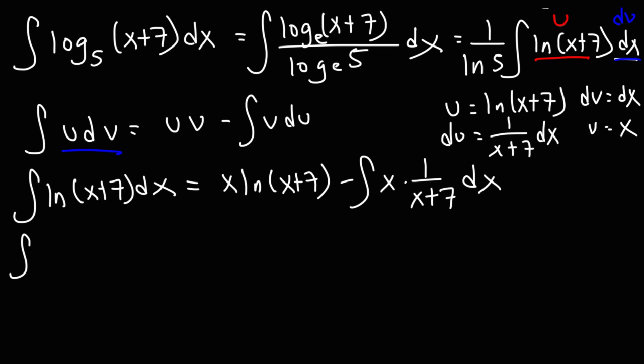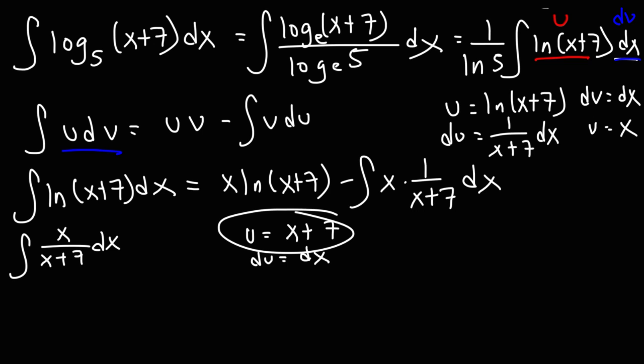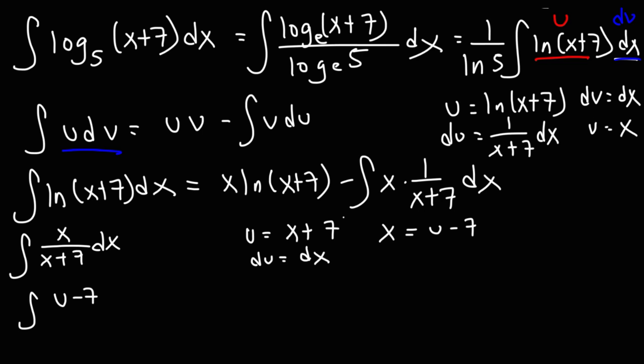So the integral of x over x plus 7 dx. We need to use not integration by parts, but u substitution for this one. So we're going to make u equal to x plus 7. Du, the derivative of x plus 7 is 1 times dx, so du is just dx. Now we need to solve for x in this equation. Subtracting both sides by 7, we get that x is equal to u minus 7. So we're going to replace x with u minus 7, and we're going to replace x plus 7 with u, and then we're going to replace dx with du.